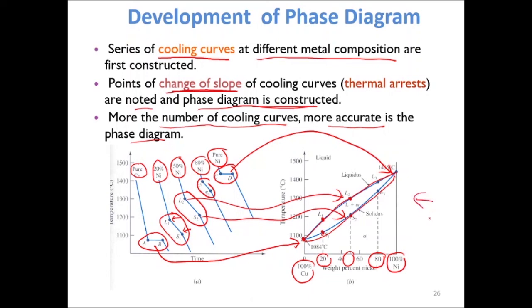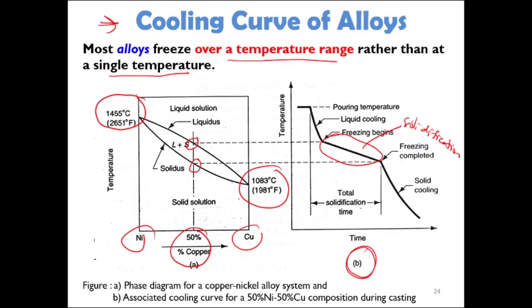This phase diagram we call a binary isomorphous phase diagram. In the next video, we will look at the binary phase diagram. That's all for a little bit on the cooling curve of pure metal and alloy.